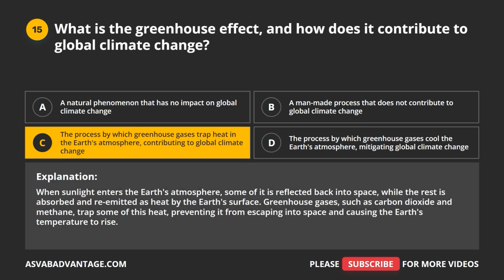When sunlight enters the Earth's atmosphere, some of it is reflected back into space, while the rest is absorbed and re-emitted as heat by the Earth's surface. Greenhouse gases such as carbon dioxide and methane trap some of this heat, preventing it from escaping into space and causing the Earth's temperature to rise.